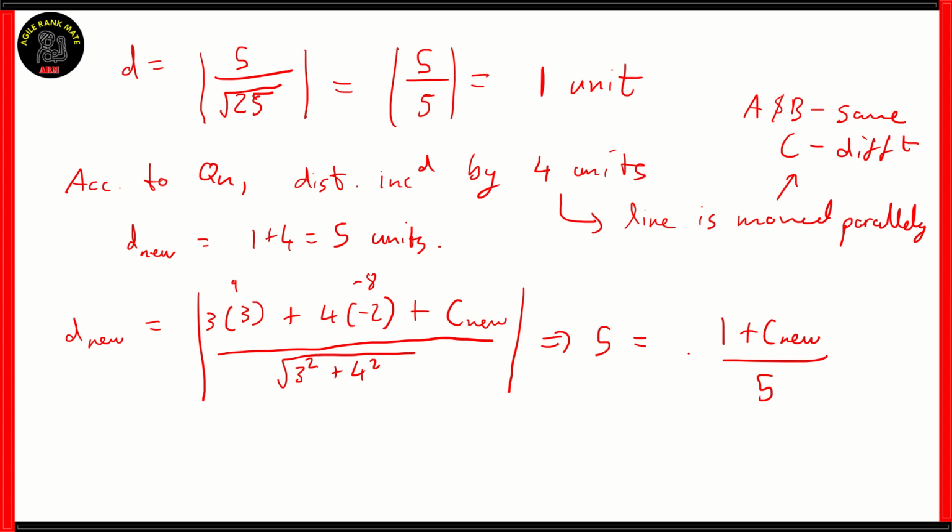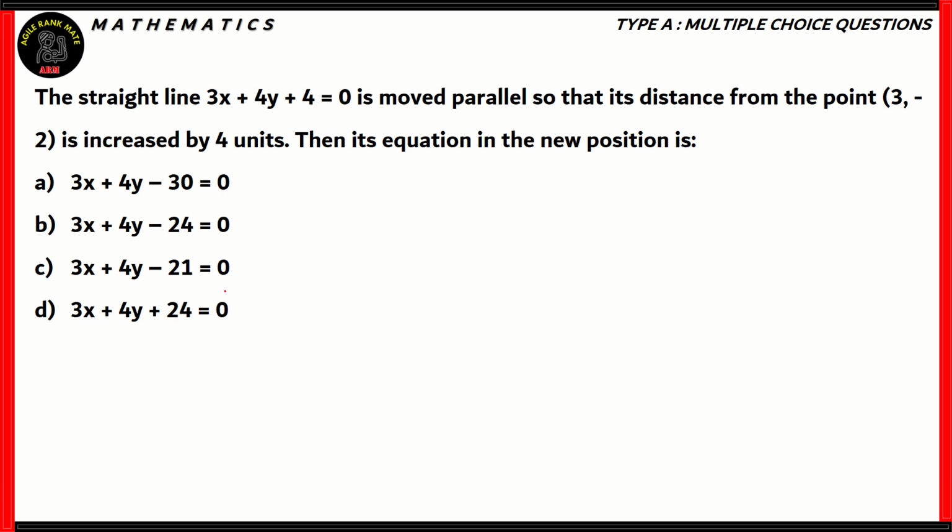And let's try to remove the modulus so it stays positive. So 1 plus C new would be 5 times 5, which is 25. So C new would be 25 minus 1, which is 24. So now we know that the constant is plus 24. Therefore, the correct option for this question would be option D, 3x plus 4y plus 24 equals 0.